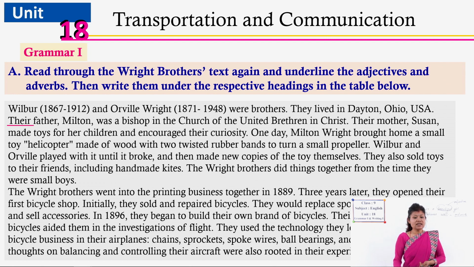And next, if you read the third line, their mother, look here, I have already underlined it, and you may have already underlined it too. If the same adjective is repeated, then you can leave it, because we have already underlined it once. So you should not underline it again, okay. So, I did not underline it in the third sentence. Their mother Susan made toys for her children. Here, her is another adjective, okay.